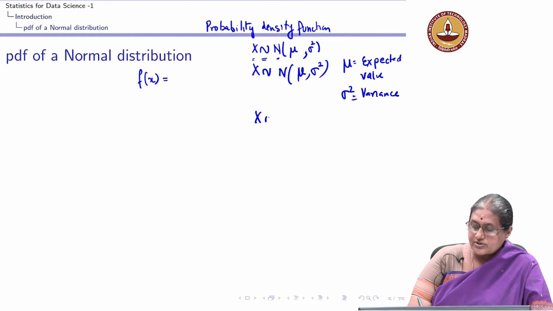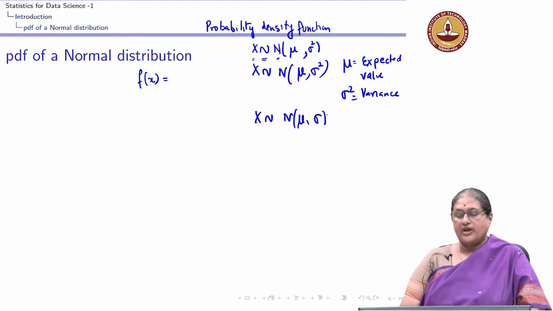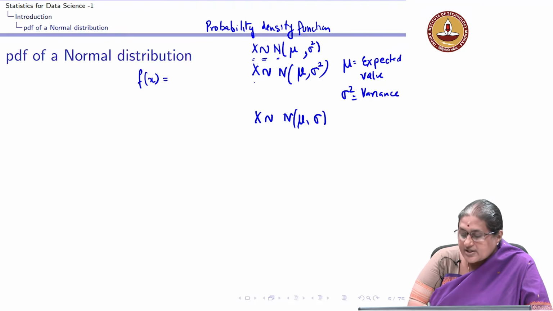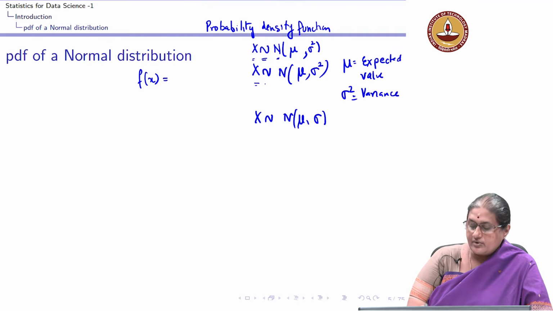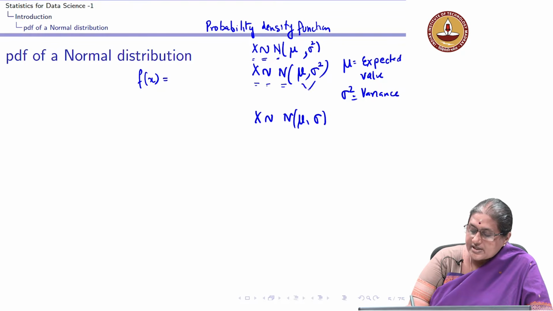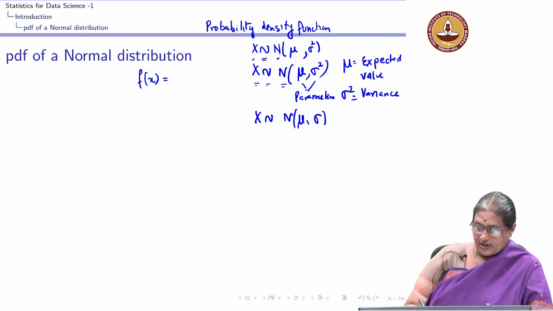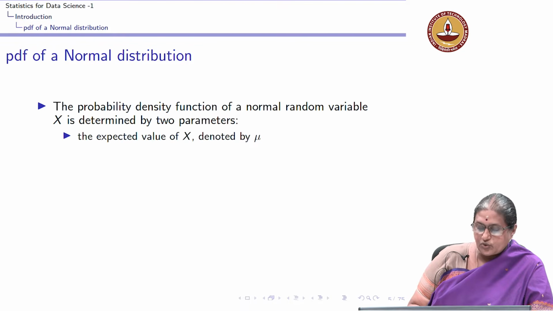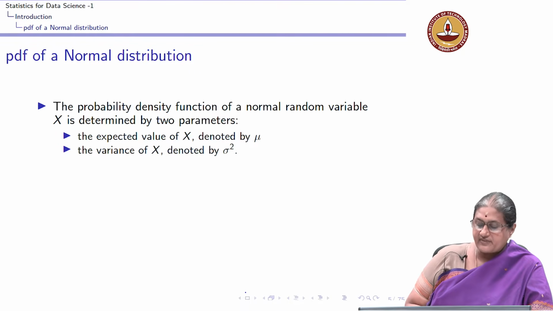Some books and authors refer to this as mu and sigma. We are okay with either of these notations, but the way we read it is x is a random variable which is normally distributed. These are the parameters of the distribution. So, what is the density of this distribution? The probability density function is determined by the two parameters, that is, the expected value and the variance.